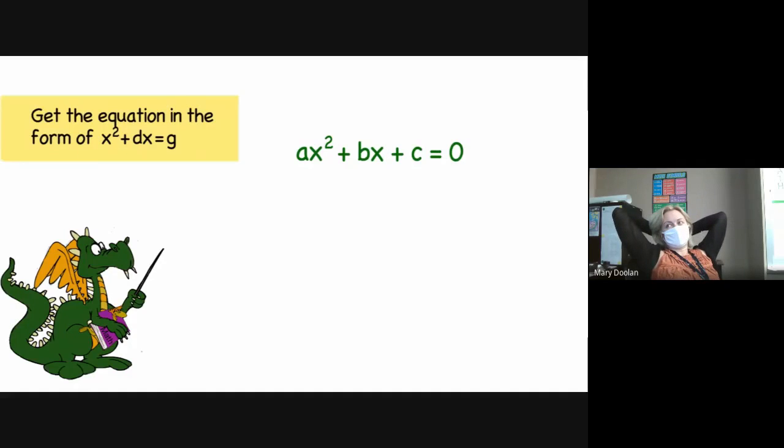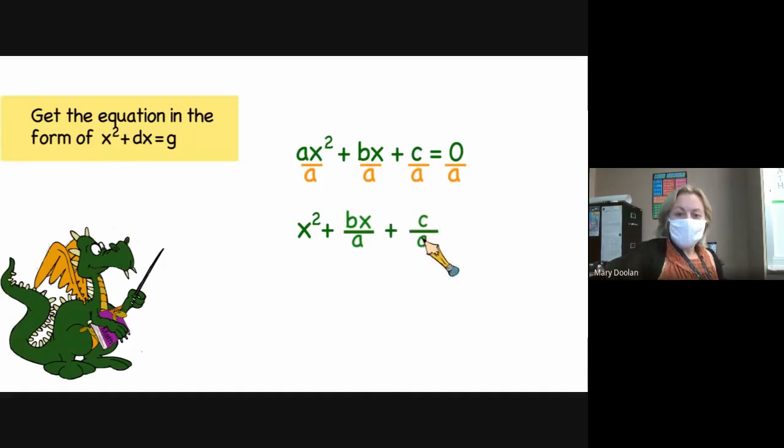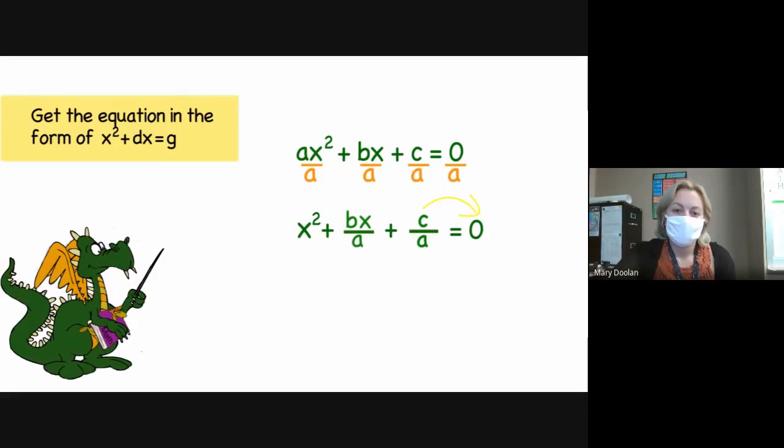I did that so we wouldn't confuse the variables in the quadratic equation with the variables we use for the steps of completing the square. The first step is to get the constant in front of the x squared to equal 1. We will do this by dividing all the terms in the equation by a. And that would leave us 1x squared, or just x squared, plus bx over a plus c over a equals 0. We also need to get the c over a on the other side of the equation, and we'll do that by adding negative c over a to both sides of the equation.